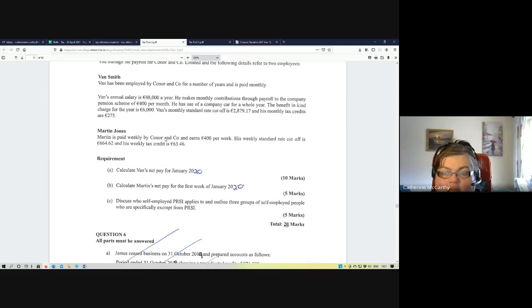So the second person then is Martin Jones. Martin is paid weekly by Connor and Company and earns €400 per week. His weekly standard rate cut-off point is 664.62, and his weekly tax credit is €63.46. So it's a weekly payroll we have to do this time with €400 per week. And what are we watching out for when he's got €400 per week? What can he get for the €400? The PRSI credit, exactly. We were watching out for the PRSI credit.